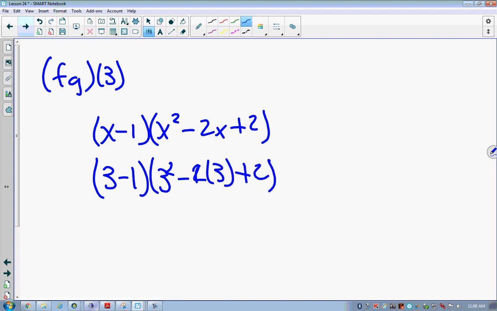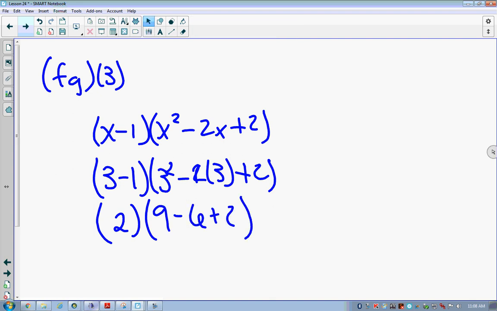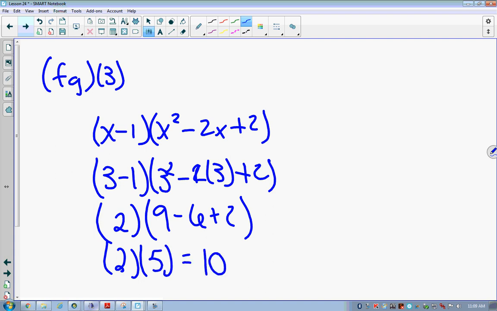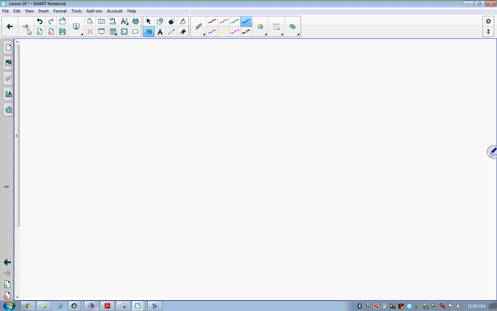Which do you think might be easier in this case? Numerically or algebraically? Numerically, 3 minus 1 is 2. What's 3 squared? 9 minus 6 plus 2. 9 minus 6 is 3. 3 plus 2 is 5. My answer is 10. All right, so numerically tends to be easier. It's not always. Okay. Let's see. Which one, 6 or 7?